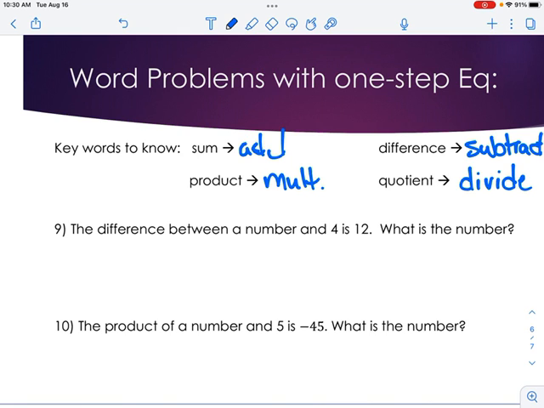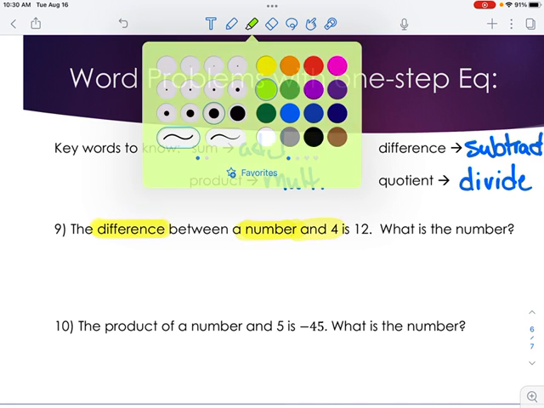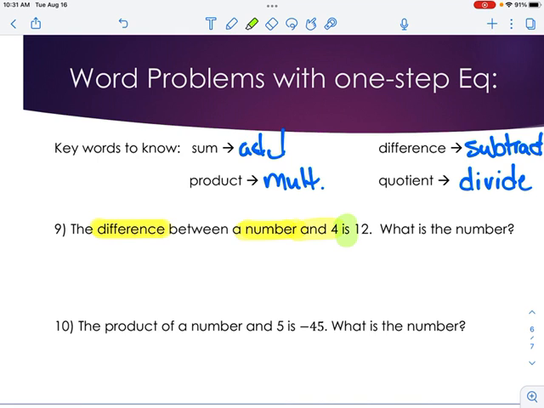Okay, so let's kind of go through here and we'll highlight some different words and see if we can figure this out. So we start off on number 9. It says the difference between a number and 4, and I'm going to switch colors because this is a really important word right here, is 12. All right, so let's see if we can figure it out. Well, difference means subtraction. What is it going to be subtracting? A number. We're going to call that number X and 4. And then is typically going to tell me that's my equal sign.